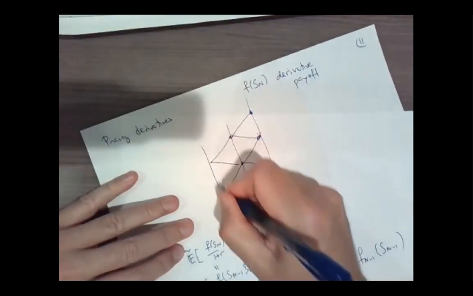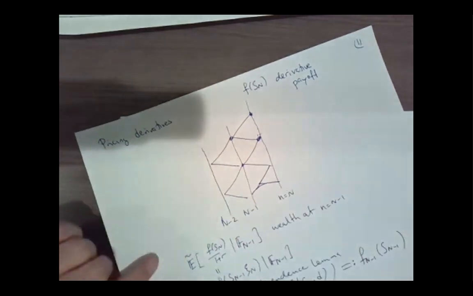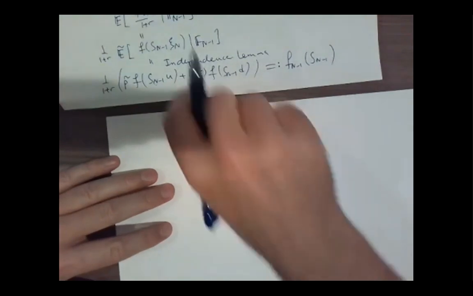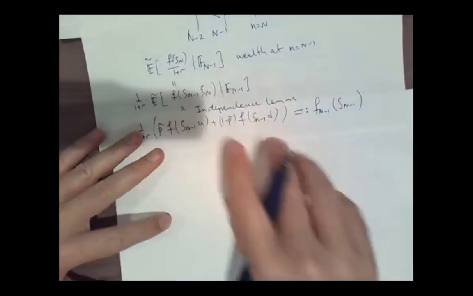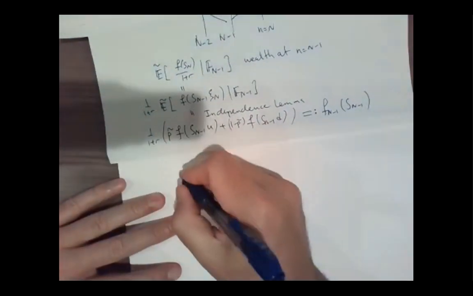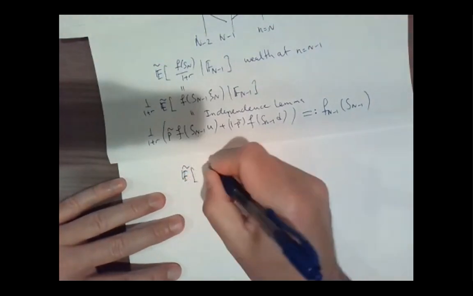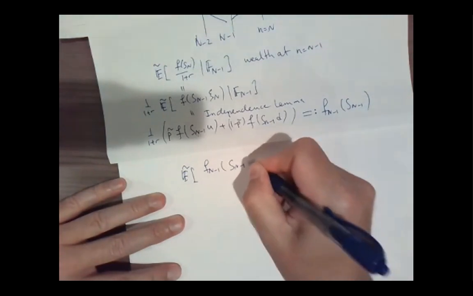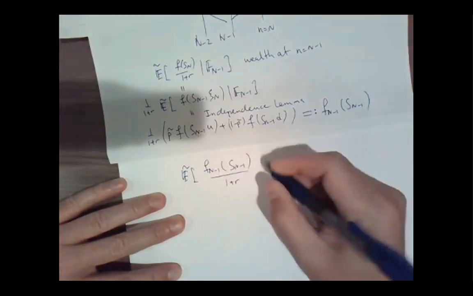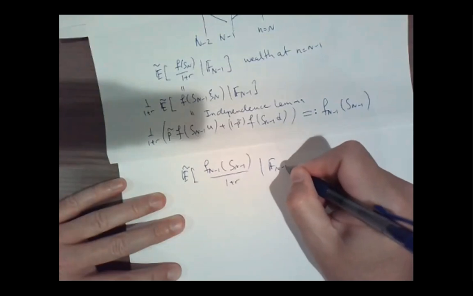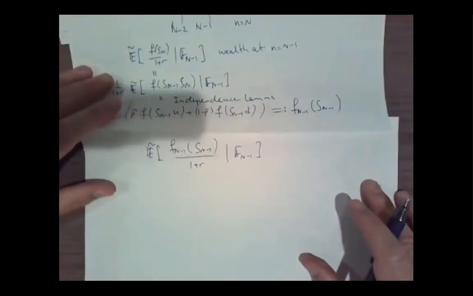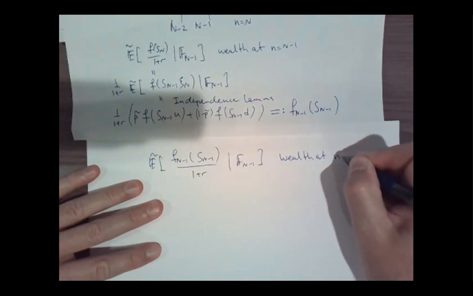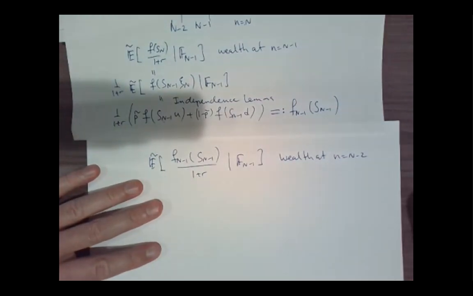So now we're back to time n minus 2. If we move back like that once, we can try to move back like that twice. So we'll get E tilde of Fn minus 1 of Sn minus 1, 1 plus R, given Fn minus 1. This is going to be my wealth at time n minus 2.